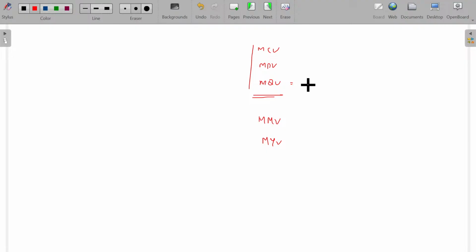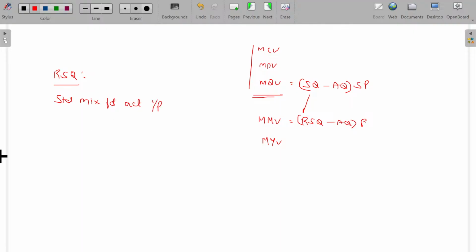Okay, the material quantity variance formula being standard quantity minus actual quantity into standard price will be taken. Similar to that, you will get the MMV where RSQ will be taken minus AQ into standard price. RSQ is nothing but standard mix for actual input. You take the actual input as it is, as per the standard mix, what could be the proportion, that is called RSQ, then use that RSQ for the calculation.